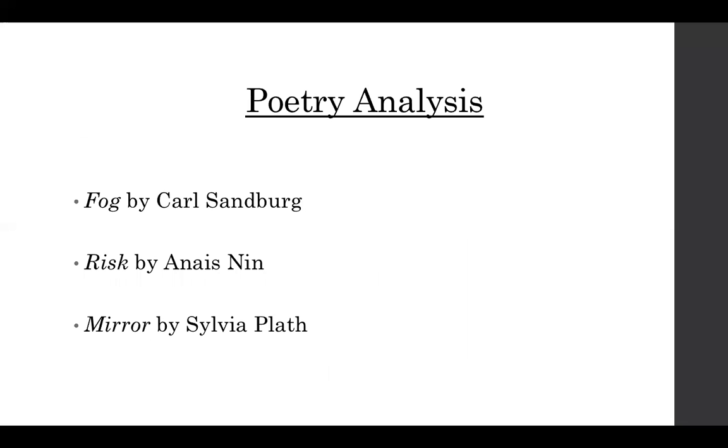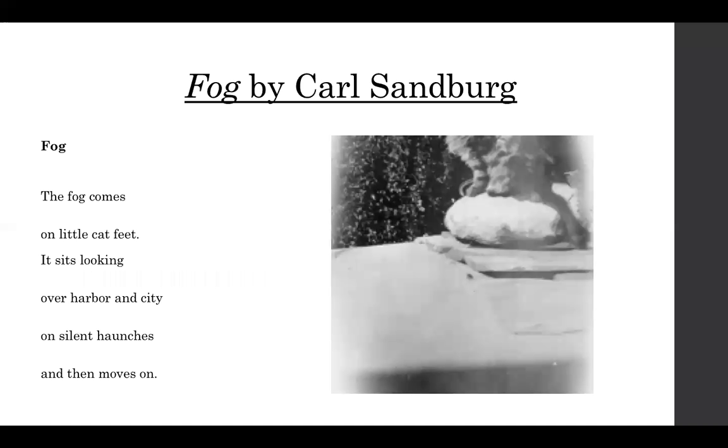To see the poetic devices in use, we're going to do some very simple poetry analysis. We're going to look at 3 poems. The first 2 are quite short, and then a slightly longer but very famous poem by Sylvia Plath. The first poem is called Fog by Carl Sandburg. I'm going to read this now. Fog. The fog comes on little cat feet. It sits looking over harbour and city on silent haunches and then moves on.